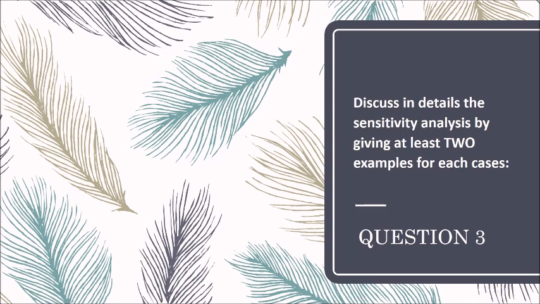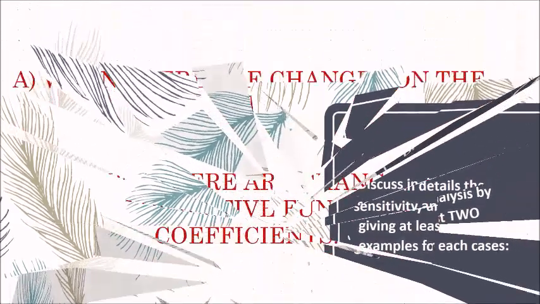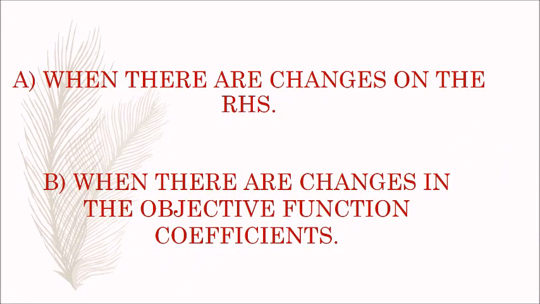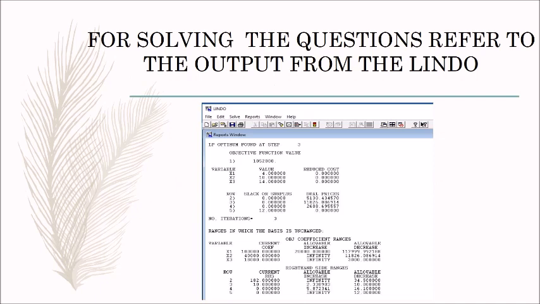Hello, I am SYAFIQAH ANUAR, and I'm going to present the third question, which is to discuss in detail the sensitivity analysis by giving at least 2 examples for each case. For this type of question, there are 2 cases. The first case is when there are changes on the right hand side, and the second case is when there are changes in the objective function coefficients. To solve the equations, we have to refer to the output from Lindo.